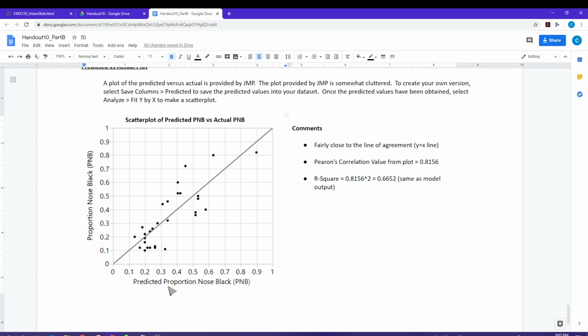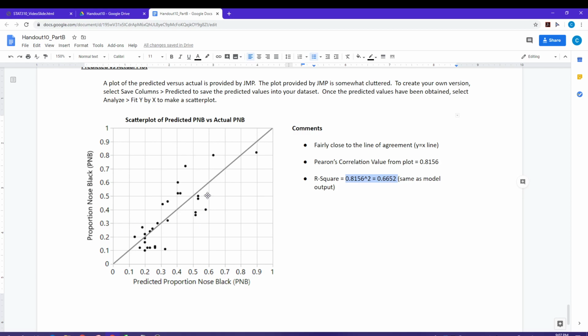So if I'm looking at the predicted versus the actual, and obtain a Pearson's correlation value off of this plot, that's going to give me an indication of how related the predicted values are to the actual values. This Pearson's correlation is pretty high. In fact, if you take this correlation and square it, you actually get the R squared from the model. So that's another interpretation of the R squared: it's just the correlation squared between your predictions and the actual outcomes.